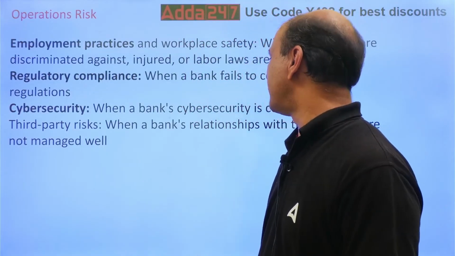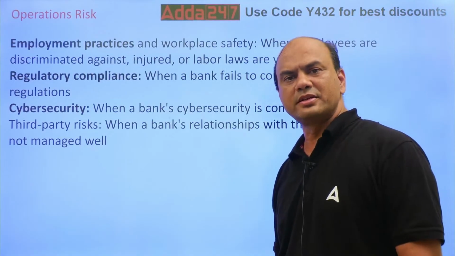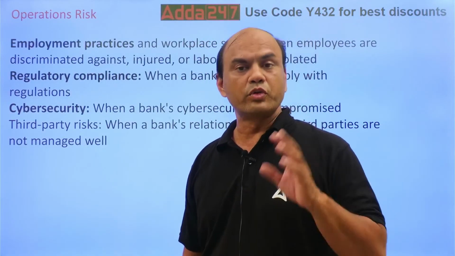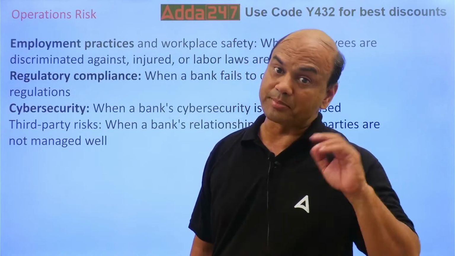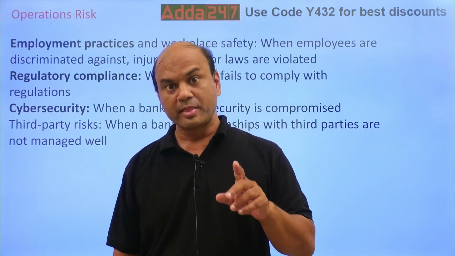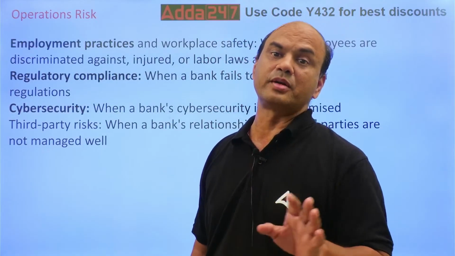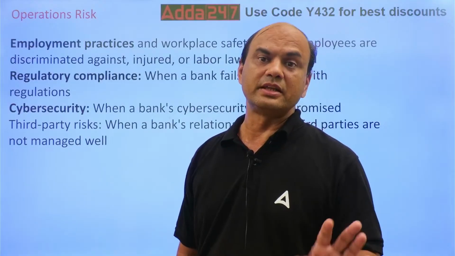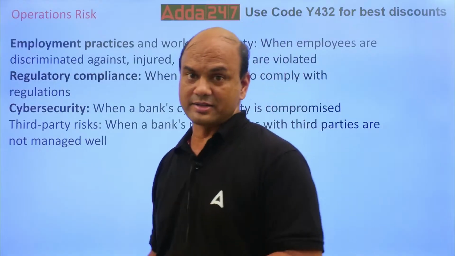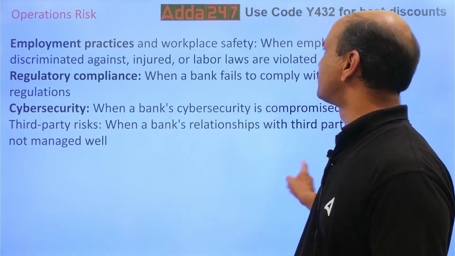Then third party risk, when a bank's relationships with the third parties are not managed well. Now what do you mean by this? These third parties are basically related to the suppliers. If you don't manage the relationships properly with the suppliers, how will you maintain the relationship? Number one, by giving them timely payment. That is very important. Timely payment is an important aspect in any relation, specifically in commercial relation. So you have to maintain this third party risk and maintain the relationships with the third parties.